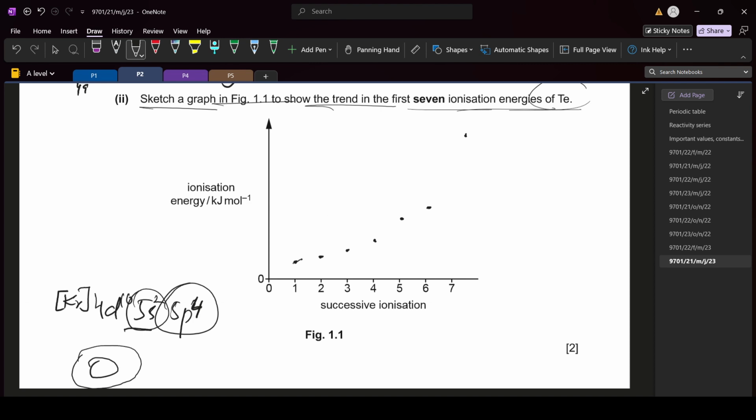Now you can draw the line like this. So this is your graph for the first seven ionization energies of tellurium.